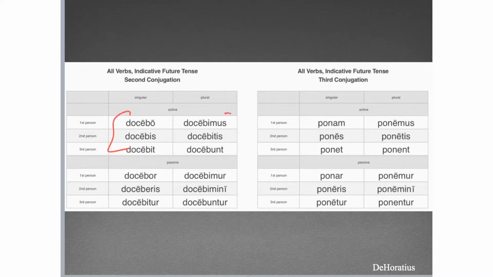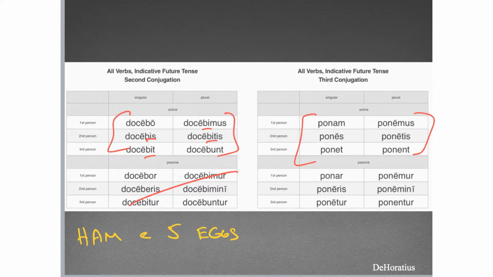So here's second, and you can see the BI throughout. Here's third, and you notice immediately that there is no BI. What happens for third, and this will be mostly the case for third IO and fourth as well, is that it goes A, E, E, E, E, E. I tend to call it ham and eggs, a vague Dr. Seuss reference. So there's your A, and there's your E, which is going to run through the rest of the endings. So first person singular is that A, and then you've got E throughout.